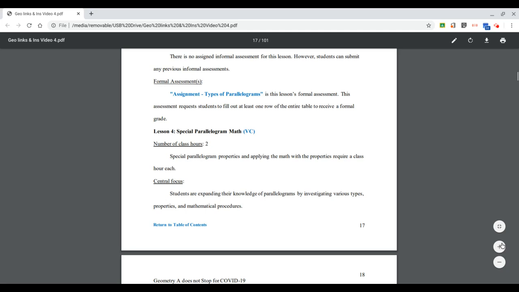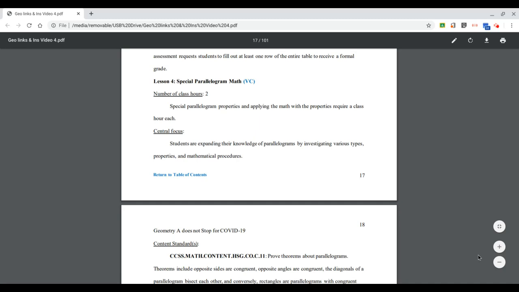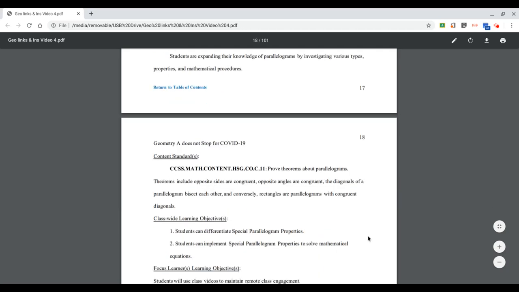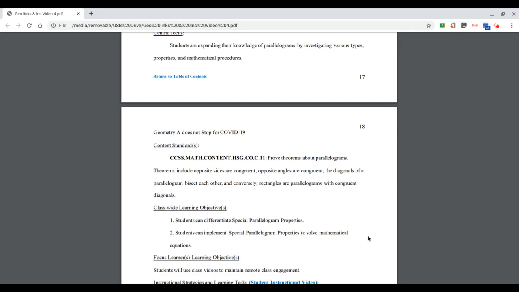The central focus is students are expanding their knowledge of parallelograms by investigating various types of properties and mathematical procedures. Then the content standards are prove theorems about parallelograms. Theorems include opposite sides are congruent, opposite angles are congruent, the diagonals of a parallelogram bisect each other, and conversely, rectangles are parallelograms with congruent diagonals.